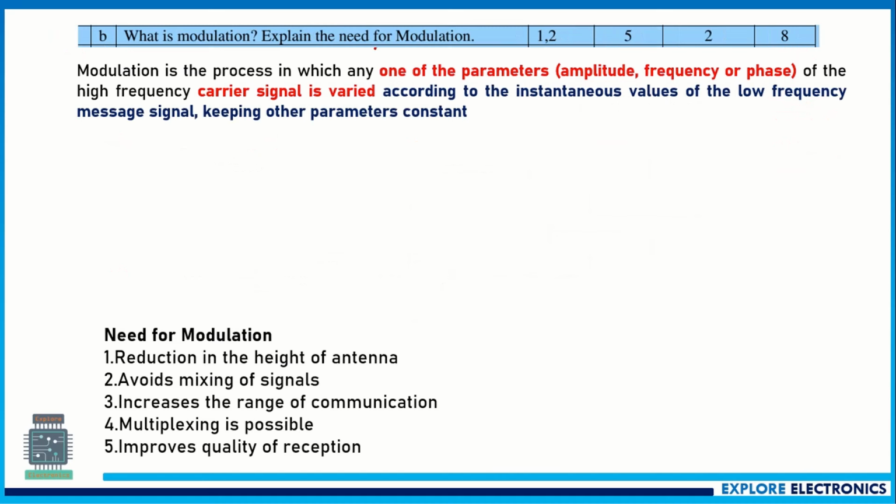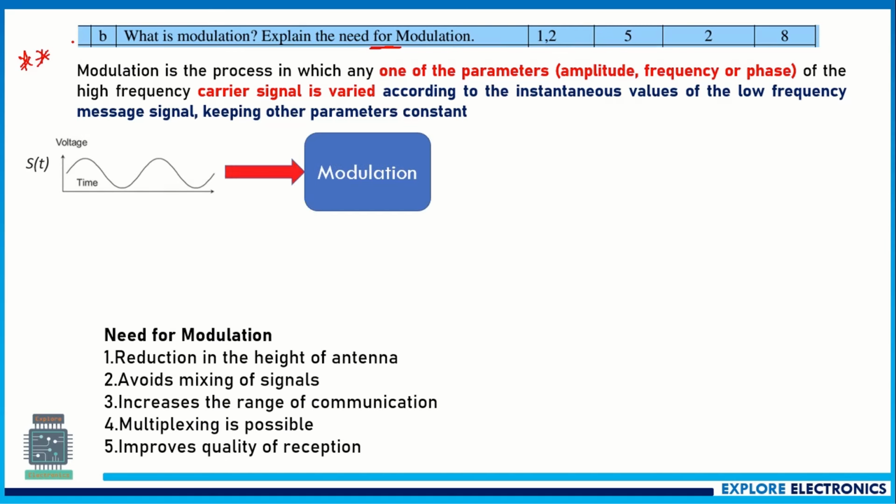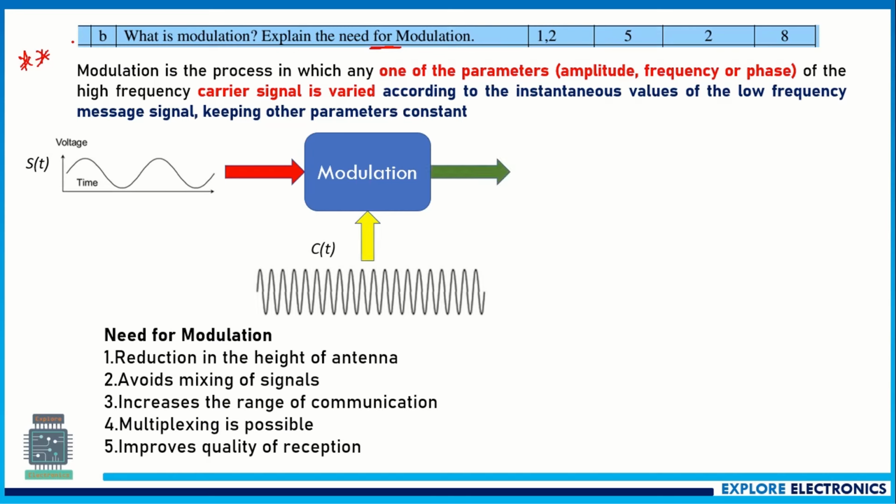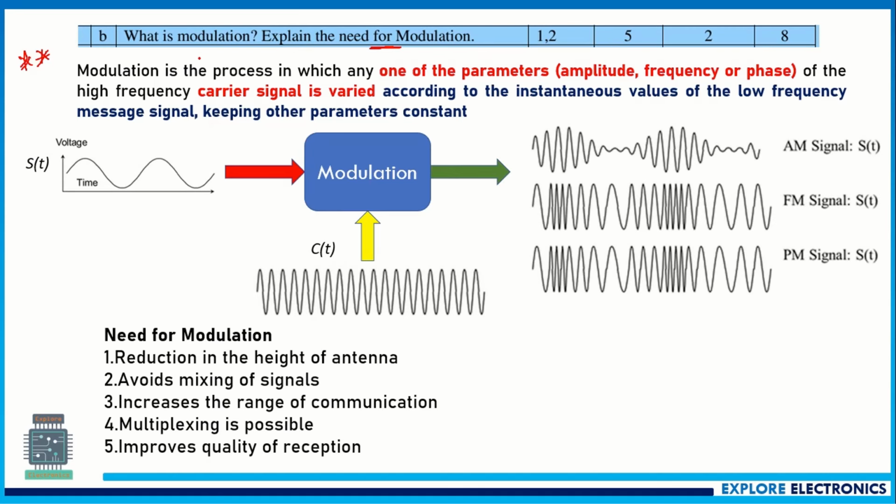And what is modulation? Explain the need for modulation. Again, in the previous paper also this question was asked. This is very important. First you need to write the modulation definition carefully. Modulation is a process of varying one of the parameters, like amplitude, frequency or phase, of the carrier in accordance with the modulating signal. So these are the different types of outputs we get if we choose AM, FM and PM.